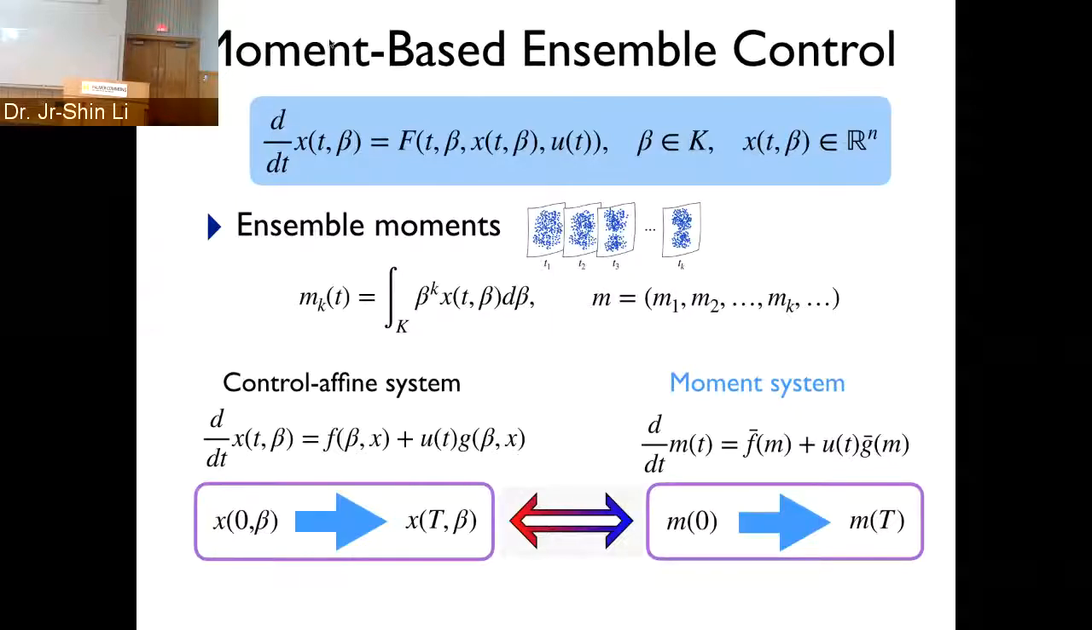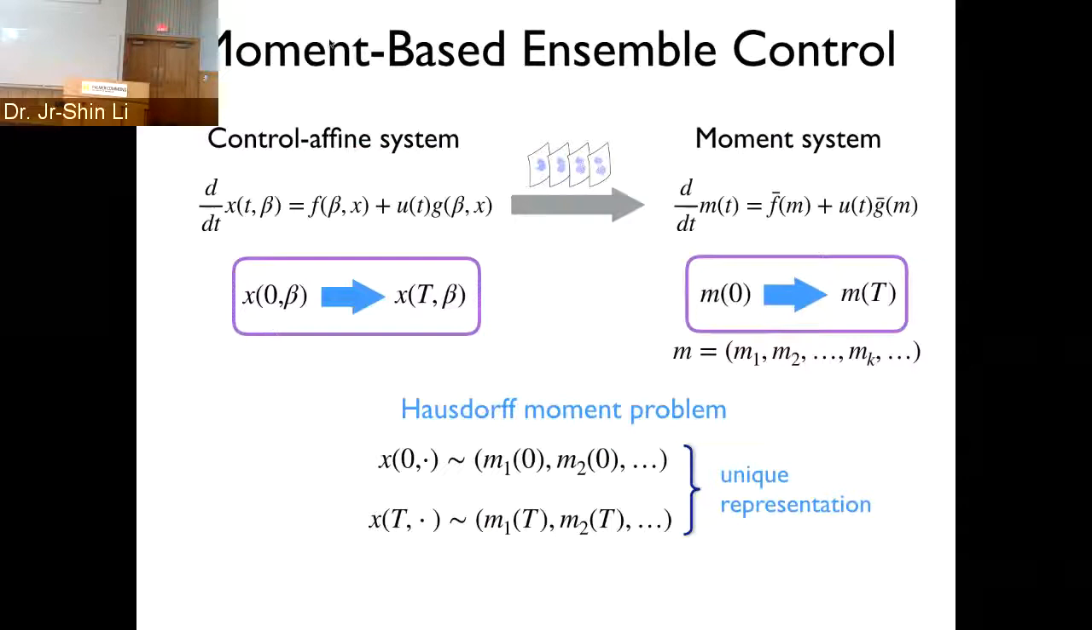And actually this can be done. So this is a proof of that. If you take a system, we can write down the moment equation, and then we borrow very nice results from the moment problem. This is called the Hausdorff moment problem. In this problem, the result is that if you have a distribution, the distribution can be uniquely determined by the moments.